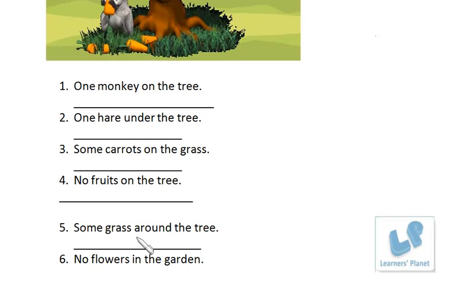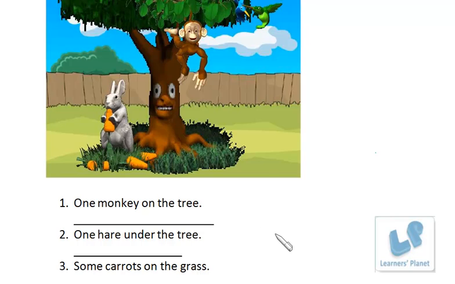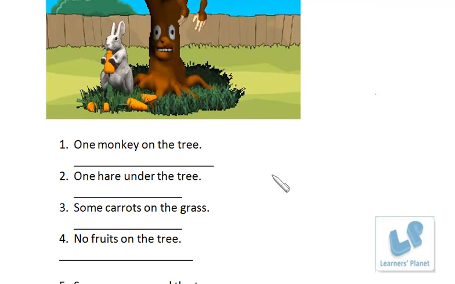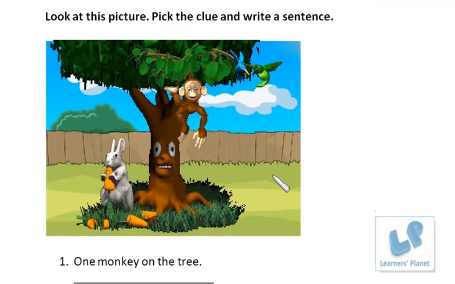Okay, there is some grass around the tree, there aren't any flowers in the garden. Okay, यहाँ पे कोई flowers हमें नहीं दिख रहे. That means there aren't any flowers in the garden. Okay, so that's pretty simple. Just pause the session and speak out all the sentences once again.